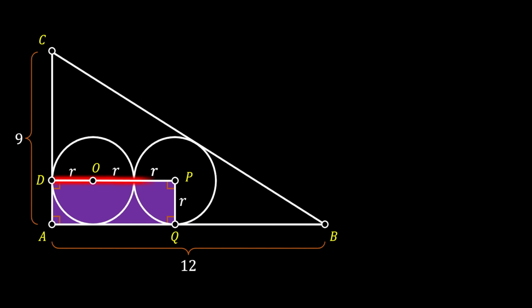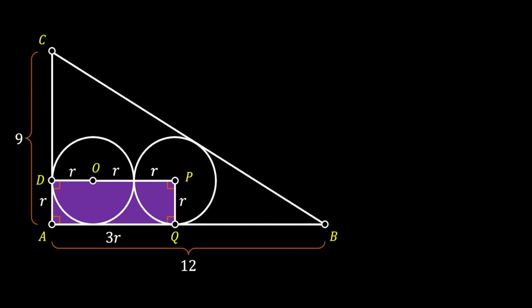We can notice that the line DP has the length of 3r. So, if we slide it down, we can conclude that line AQ must also have the value of 3r. The same thing applies for the line PQ. If we slide it to the left, you can see that the line AD also has the value of r.